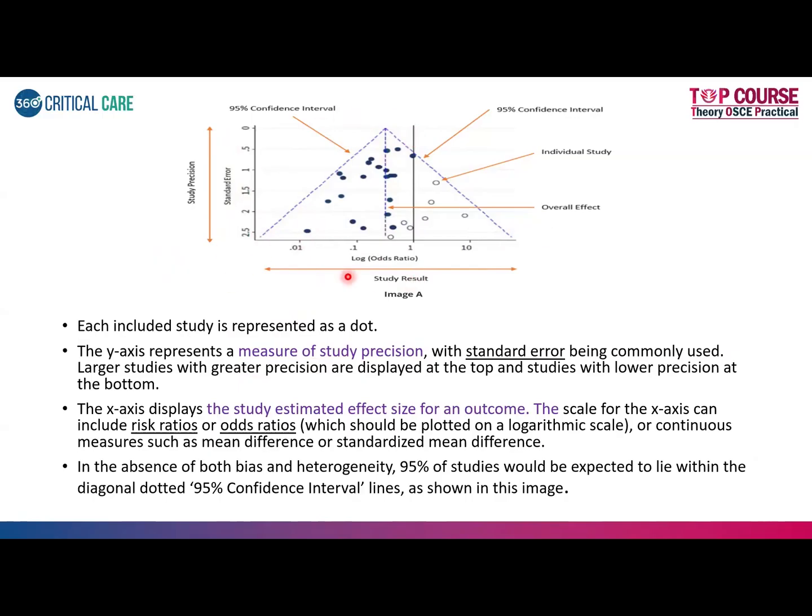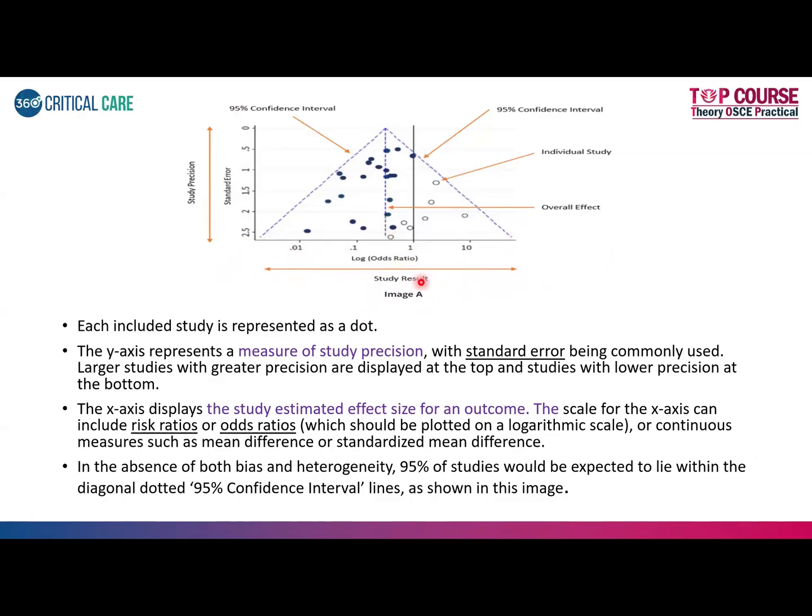The x-axis will represent the estimated size of the outcome. It can be given by odds ratio or by risk ratio, and it is plotted on a logarithmic scale. Sometimes you can also use continuous measures like mean difference or standardized mean difference to plot the x-axis. So x, y, and you have this funnel.